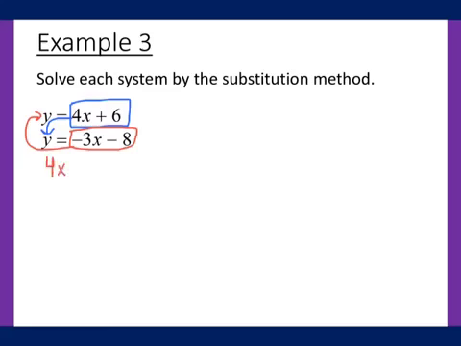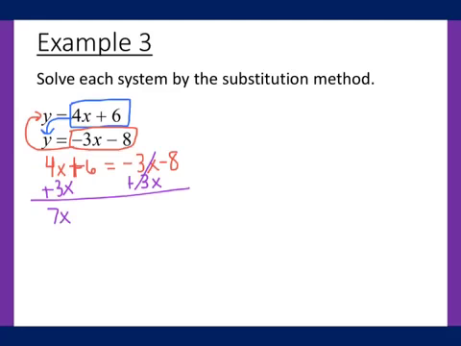So if I do it the blue way, okay, if I take 4x plus 6 and I put it where the y on the left side is, I get 4x plus 6 equals -3x minus 8. I need to get my x's on one side and get my numbers on the other.